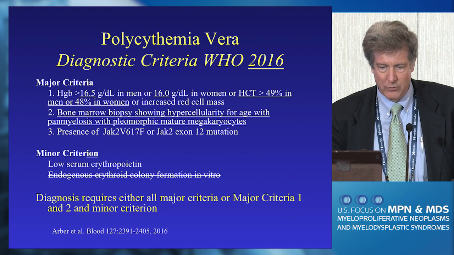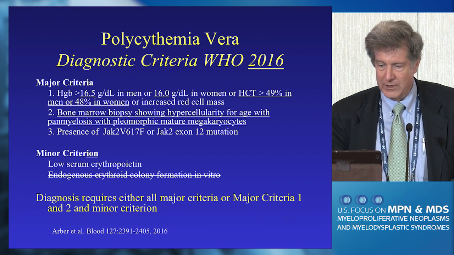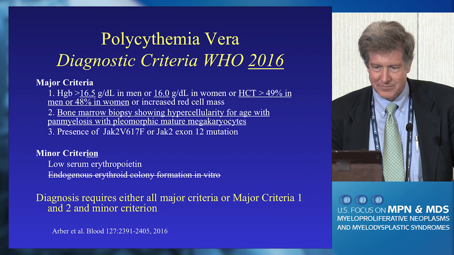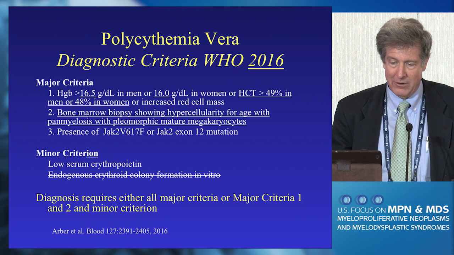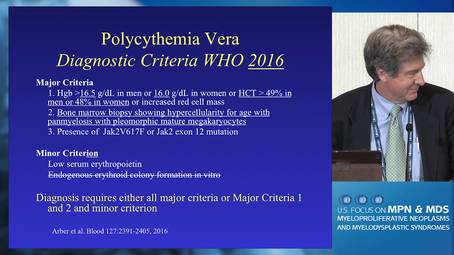And now to make a diagnosis, you either need to have all major criteria or the first major criteria, so elevated hemoglobin or red cell mass, and the panmyelosis, as well as the single minor criterion.